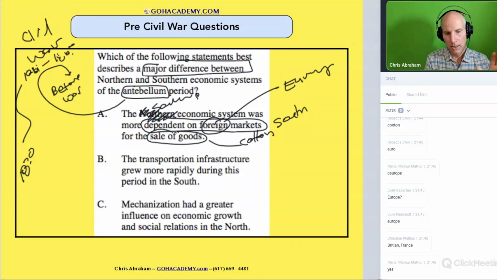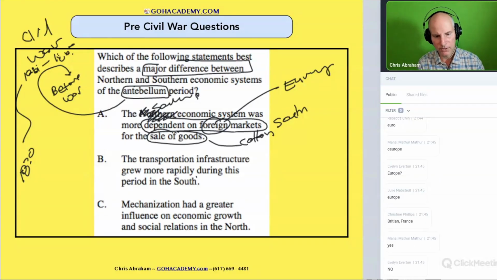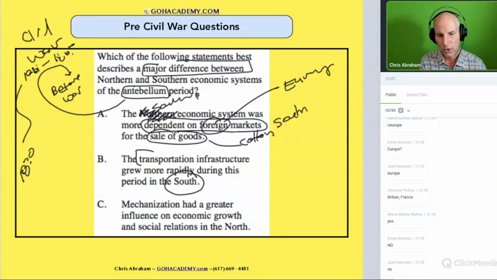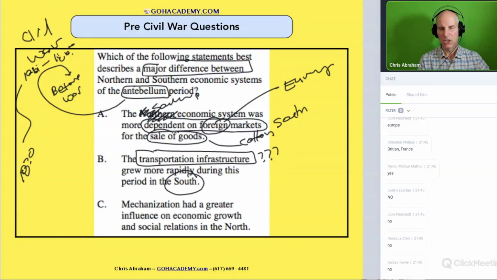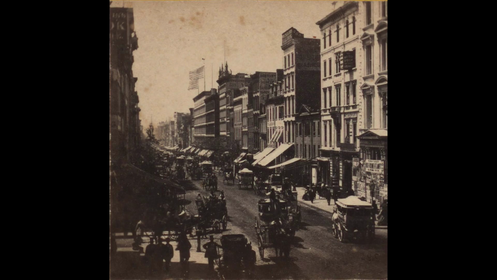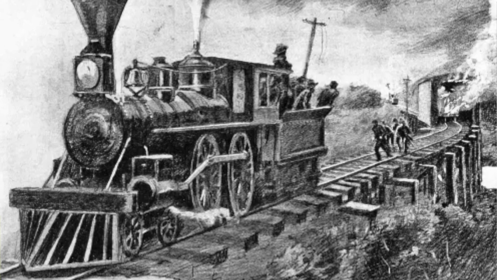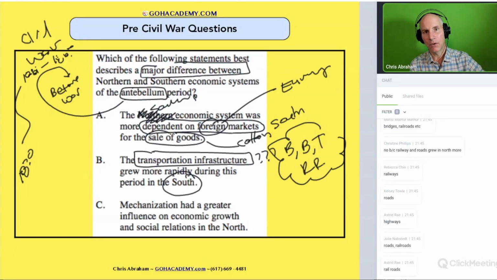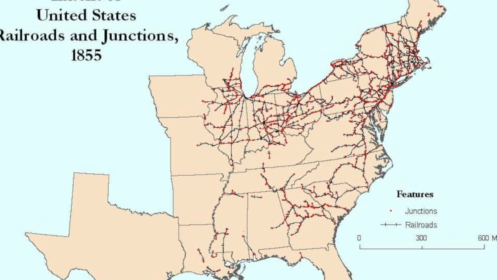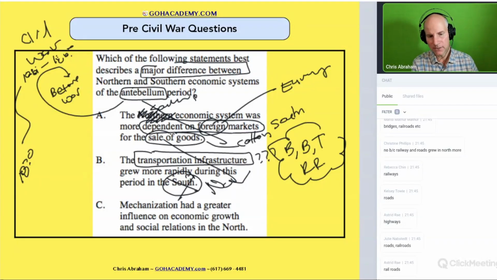Okay, how about this one? The transportation infrastructure grew more rapidly during the period in the South. Is that right? What does transportation infrastructure mean? Those are things like roads, bridges, tunnels, railroads. These things weren't growing in the South. We know they were growing in the North. So this is out and this is out.